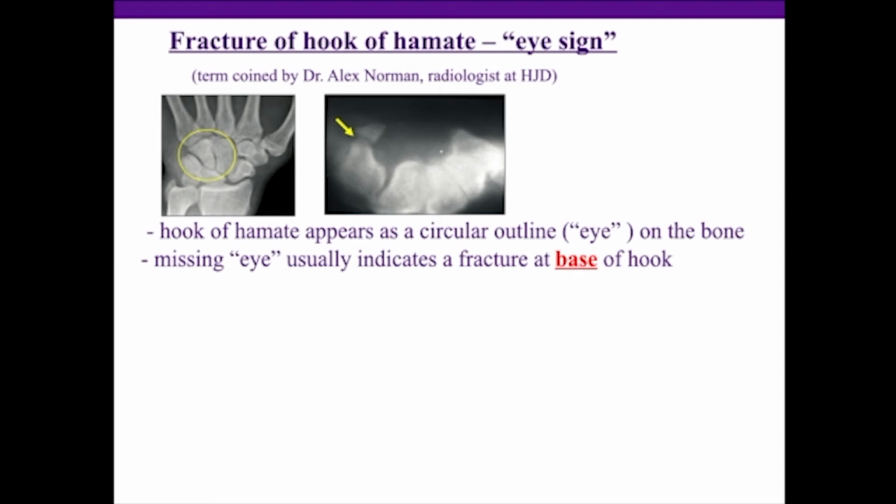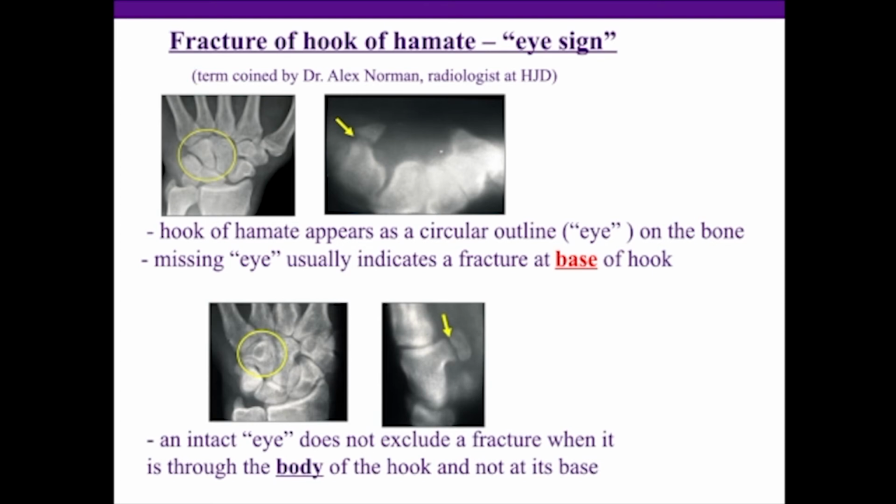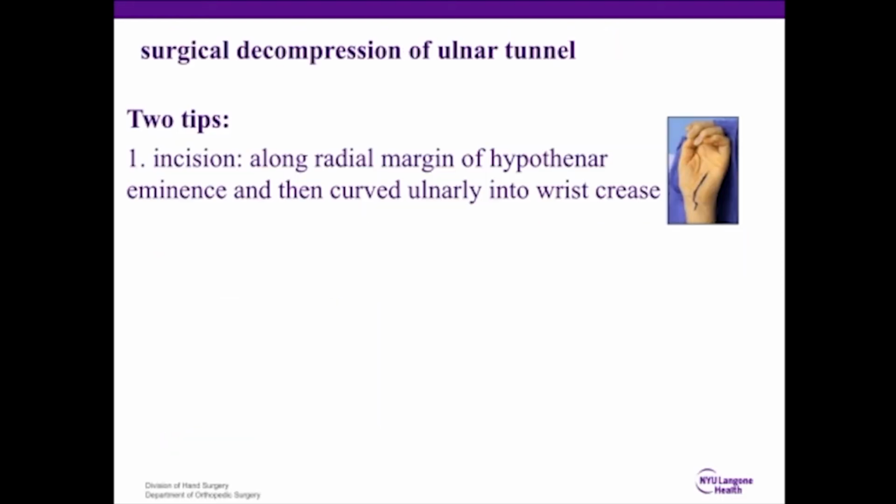If you don't see that eye sign, it usually indicates a fracture of the hook of the hamate, but at the base of the hook. If the fracture is not at the base, but through the body of the hook, as in these x-rays and in this CT, you will still see the eye sign.